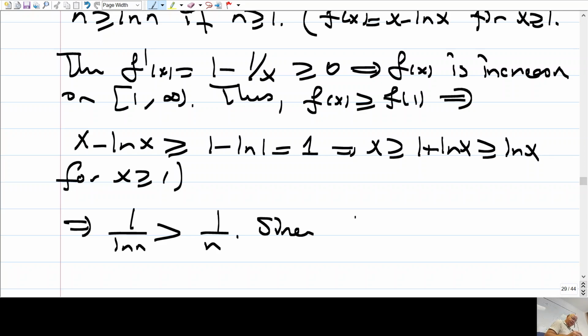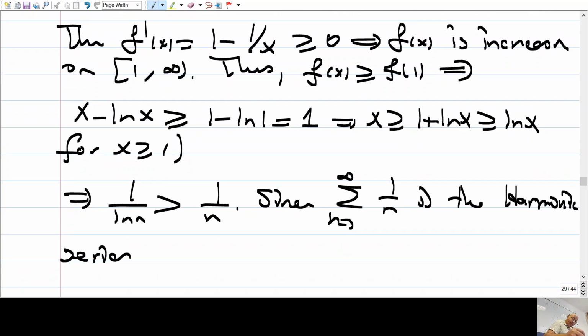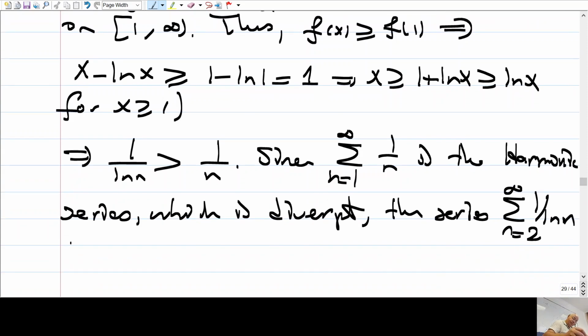We know that this is the harmonic series, which is divergent. Therefore, the series of 1 over ln n from 2 to infinity is also divergent.